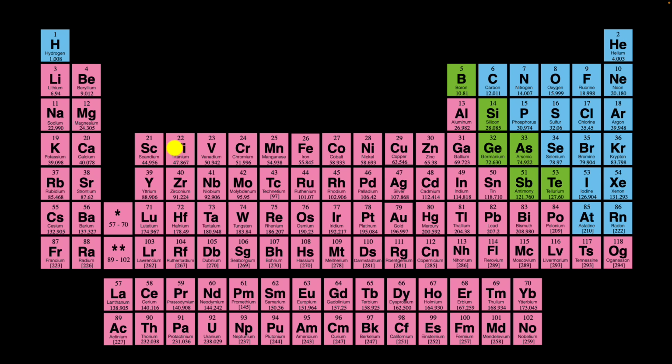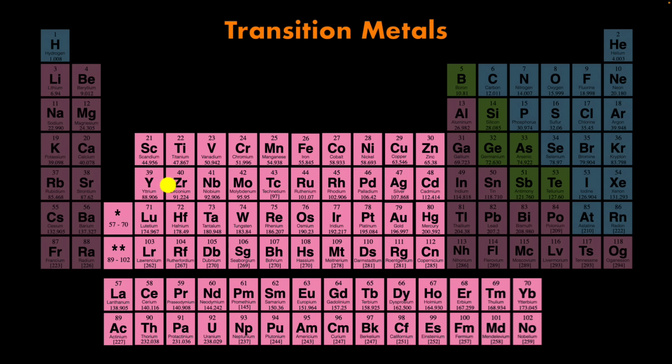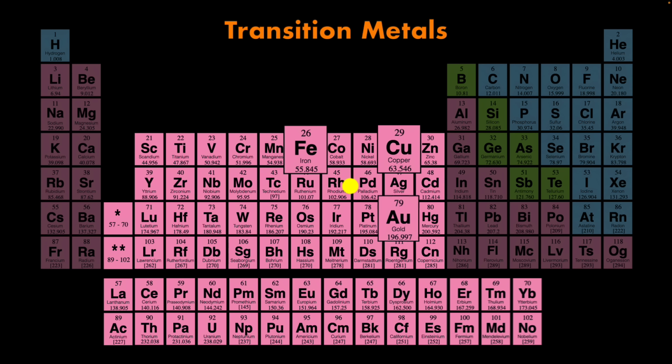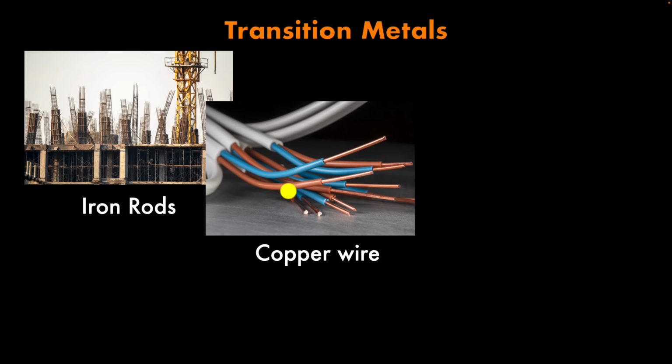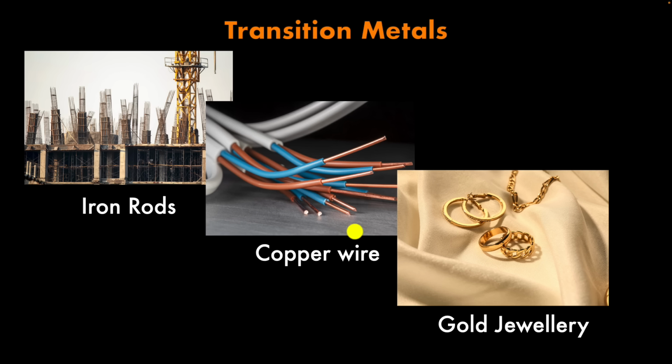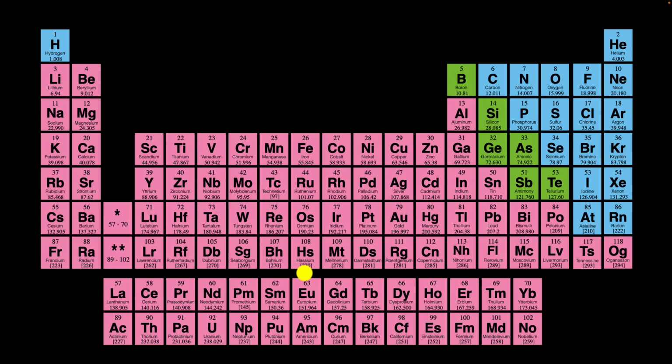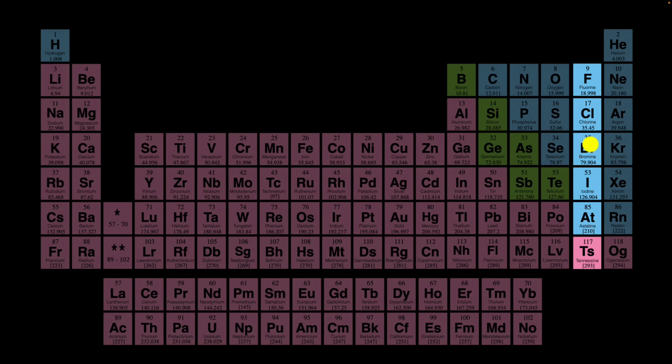Okay, and in the middle of the table are the transition metals. This includes familiar elements like iron and copper and gold and so on. Now, these transition metals are extremely important in everyday life, but their patterns are more complex than those of the main group elements. So for now, we'll focus on the clear patterns found on the left and the right edges of the periodic table. So let's move to the far right.